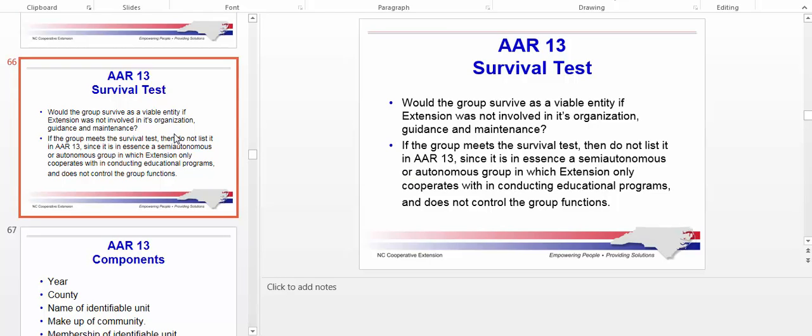Would the group survive as a viable entity if Extension was not involved in its organization, guidance, and maintenance? If the group meets the survival test, then do not list it in AAR 13, since it is a semi-autonomous or autonomous group in which Extension only cooperates in conducting educational programs. It does not control the group functions. Now, you may go one way or the other on some of that, but some of the key programs like 4-H, they can't really have a 4-H club per se without help from Extension.